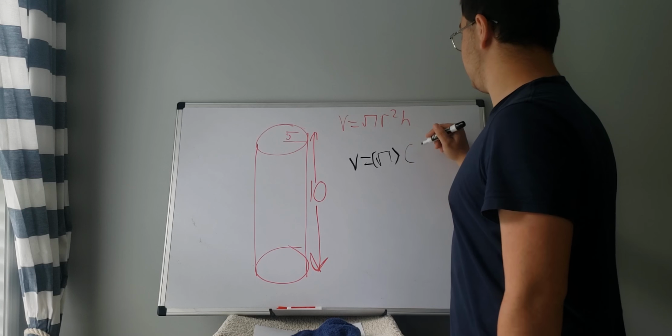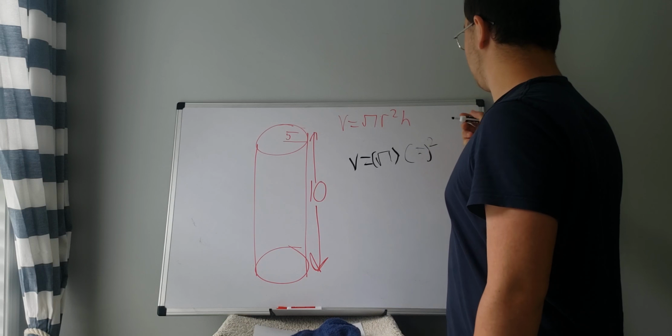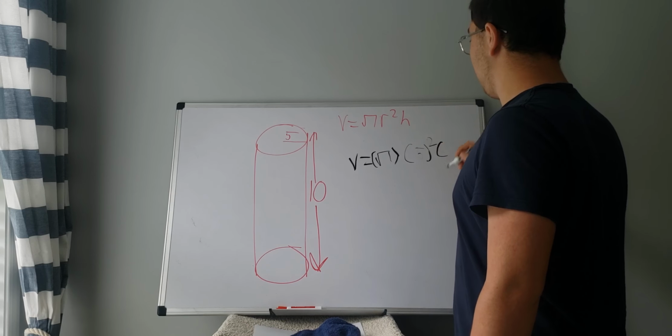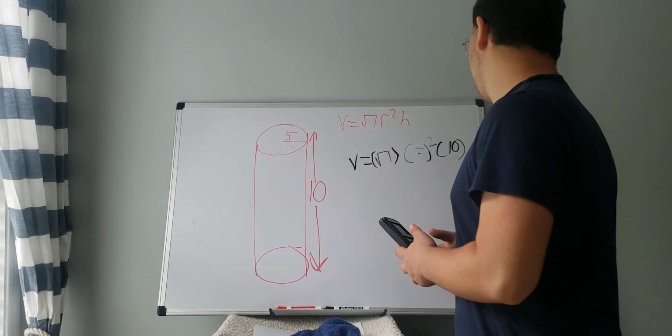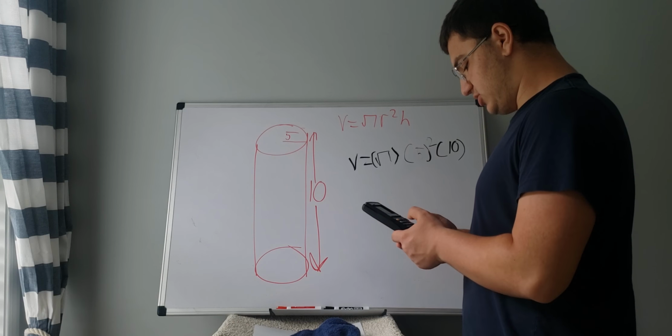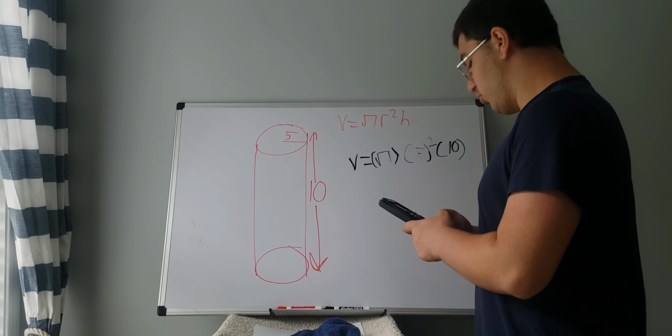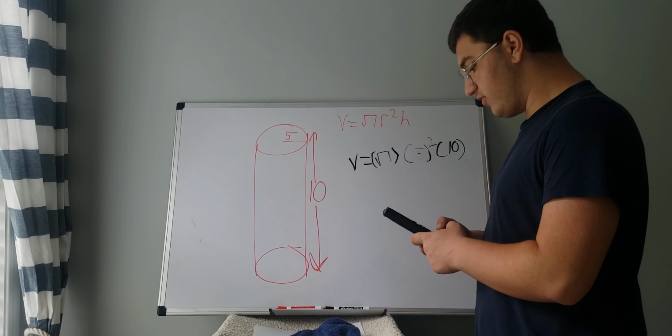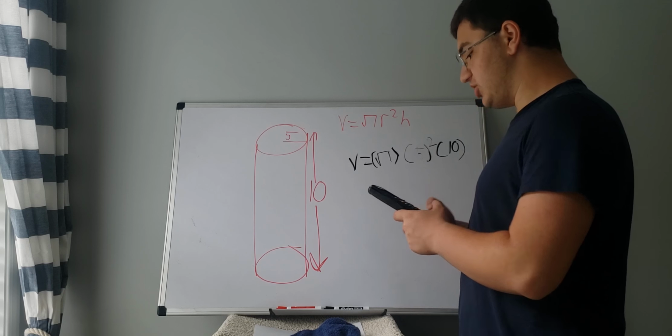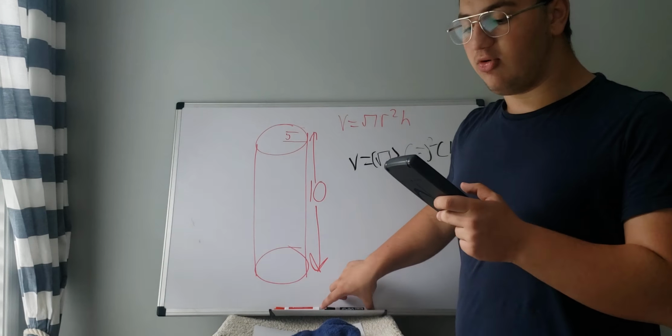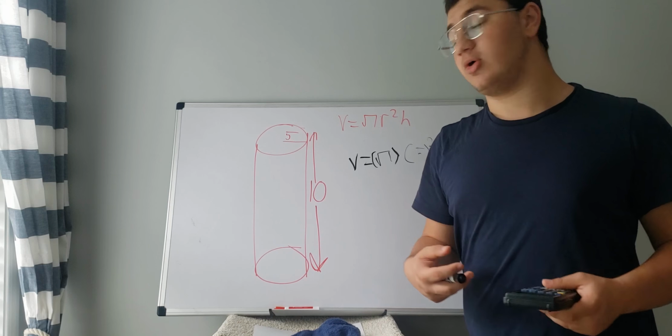Okay, so radius 5. That is squared. And our height, which is 10. And now we're going to solve that. Since we have pi, again, I like to use a calculator because I want to be accurate with my math. So I'm just going to type it into our equation. 5 squared is 25, and then 10. And we should get an answer of 785.398163. That is a huge number.